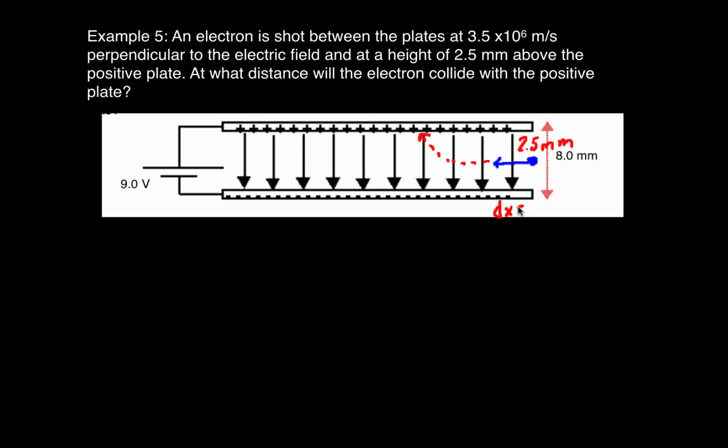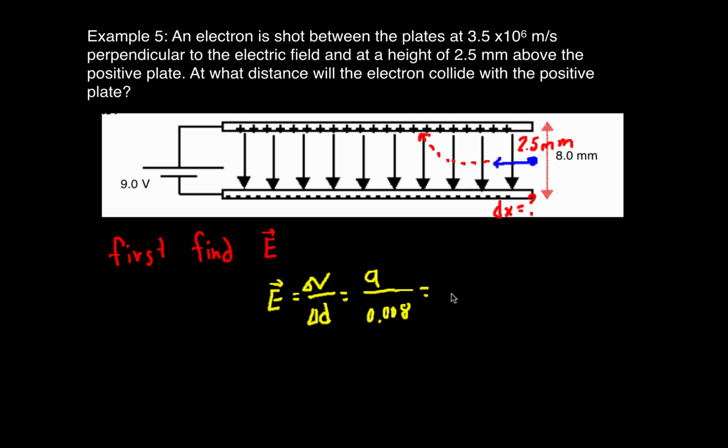So we're looking for the distance in the x direction that the electron collides with the plate. The first step is to find the electric field between the plates. The electric field between the plates is constant, so if we can find the value of the electric field in general between the plates, we know the value of the electric field everywhere. The electric field can be calculated by finding the voltage divided by the change in distance. This is 9 volts divided by 8 millimeters, which is 0.008 meters. This gives us an electric field between the plates equal to 1,125 volts per meter.